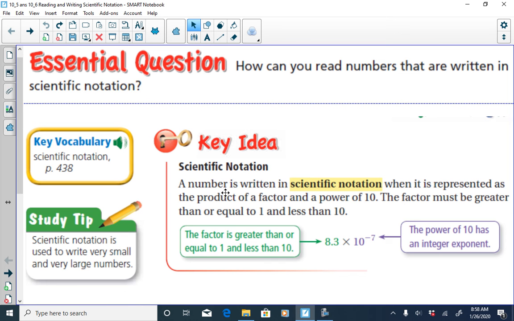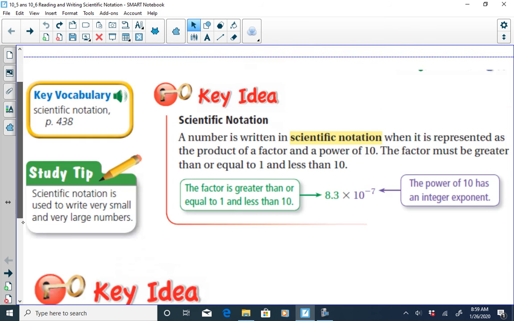All right? A number is written in scientific notation when it is represented as the product of a factor and a power of 10. The factor must be greater than or equal to 1 and less than 10. So here's an example. Notice first that the number is written as a product, so we see a multiplication sign. That number is being written as the product of two factors. The first factor is a number that is greater than or equal to 1 but less than 10. The second factor is a power of 10. Those two characteristics must be in place in order for a number to meet the definition of scientific notation.